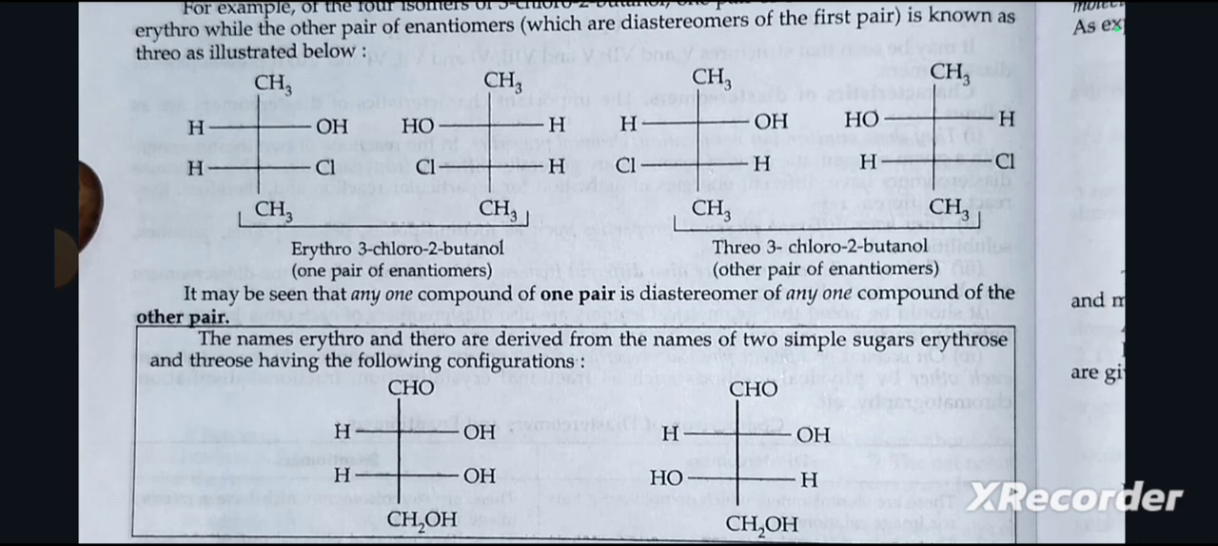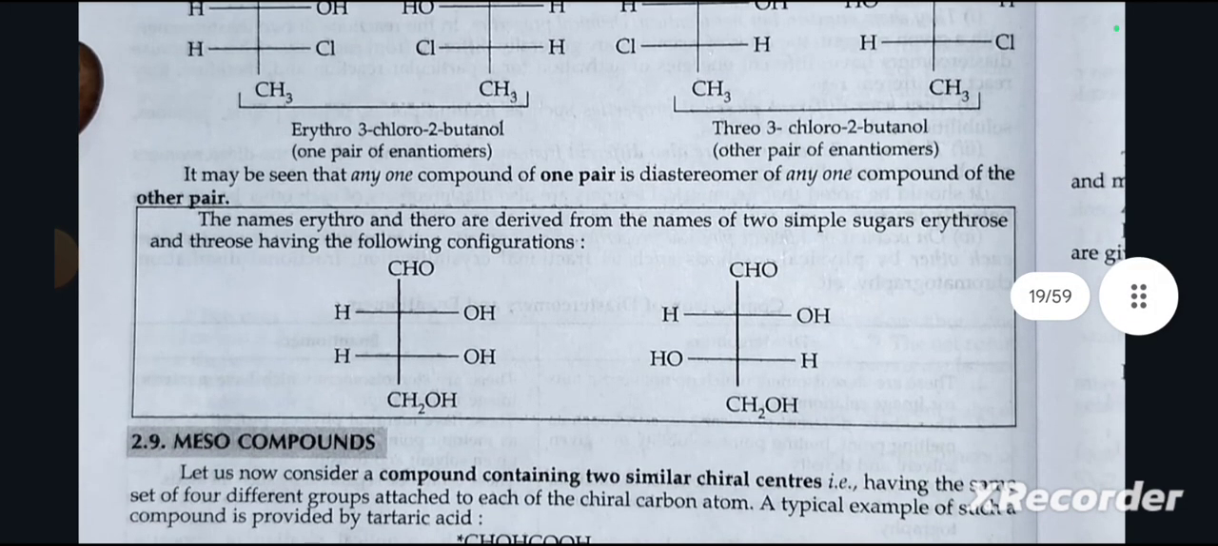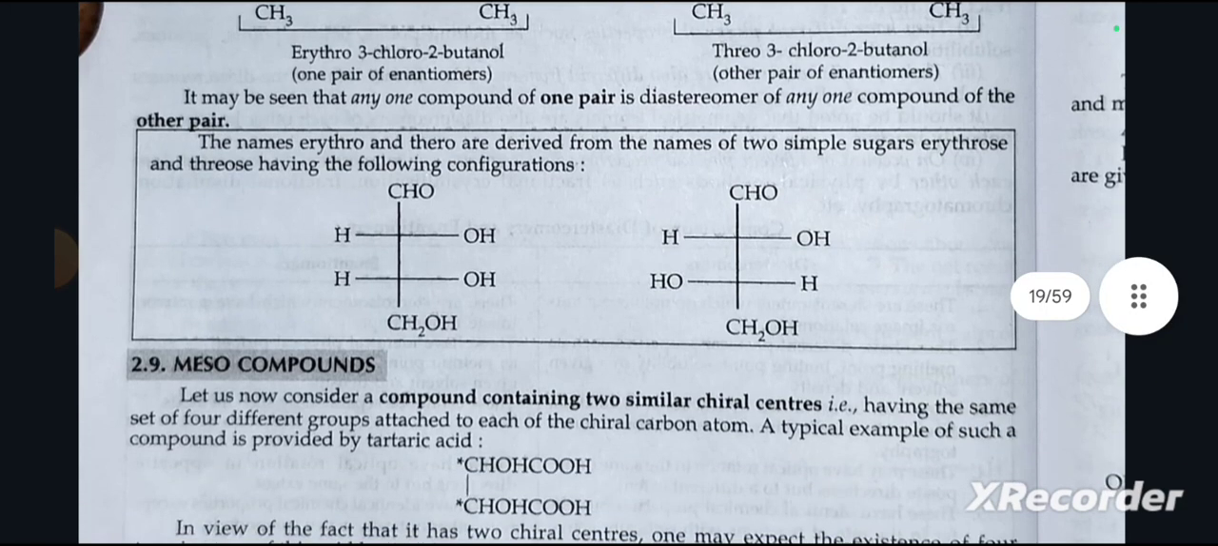Erythro 3-chloro-2-butanol, one pair of enantiomers. Threo 3-chloro-2-butanol, the other pair of enantiomers. It may be seen that any one compound of one pair is a diastereomer of any one compound of the other pair. The names erythro and threo are derived from the names of two simple sugars, erythrose and threose, which have the following configurations.